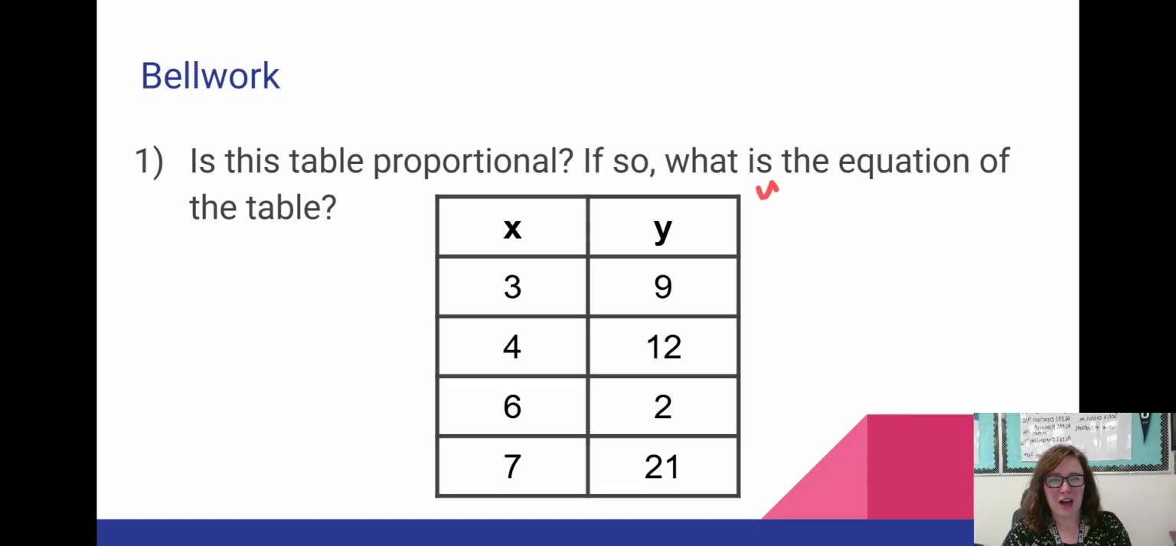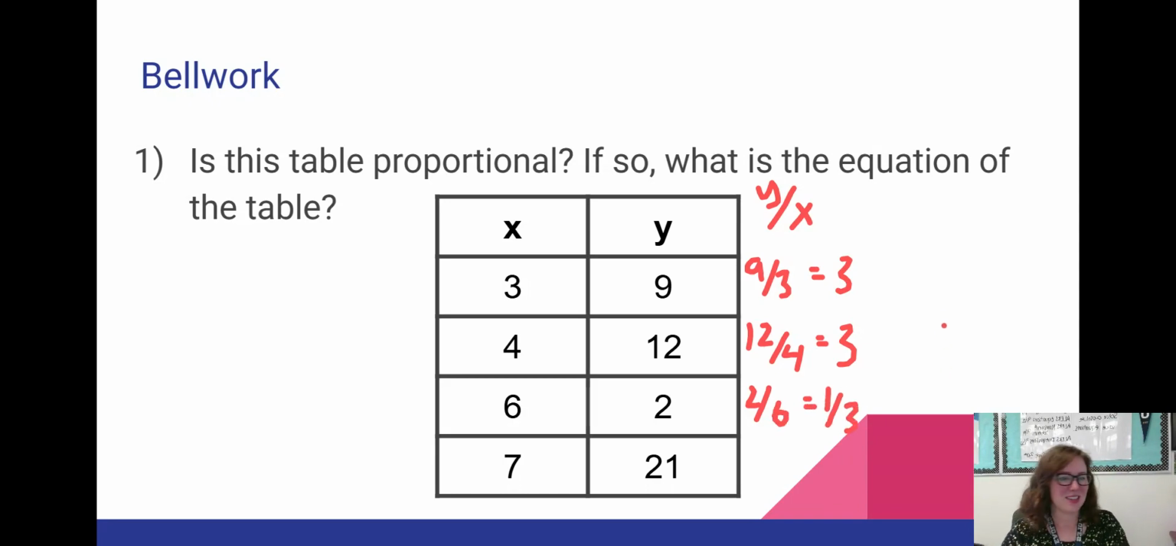So we just do y divided by x. 9 divided by 3 equals 3. 12 divided by 4 equals 3. And if we just stop there, we're like, cool, looks great. We must be done. It's 3. No, never stop. We've got to do y, which is 2, over x, which is 6, which is 1/3. And no, it's not the same, so this is not proportional.